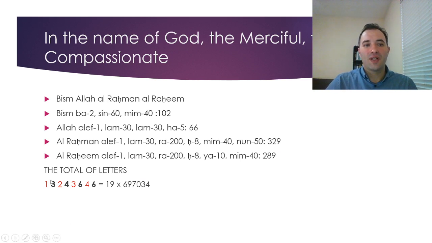Let's put the total of letters. The first word has 3 letters. This is very important. You're going to see why. The second word has 4 letters. The third word has 6 letters, and the fourth word has 6 letters. Al-Rahman, Al-Rahim. Bismillahir Rahmanir Rahim. This number can perfectly be divided by 19 without decimals.